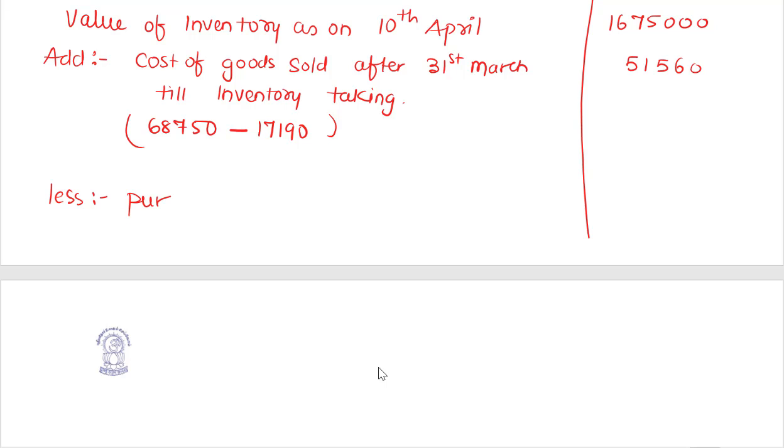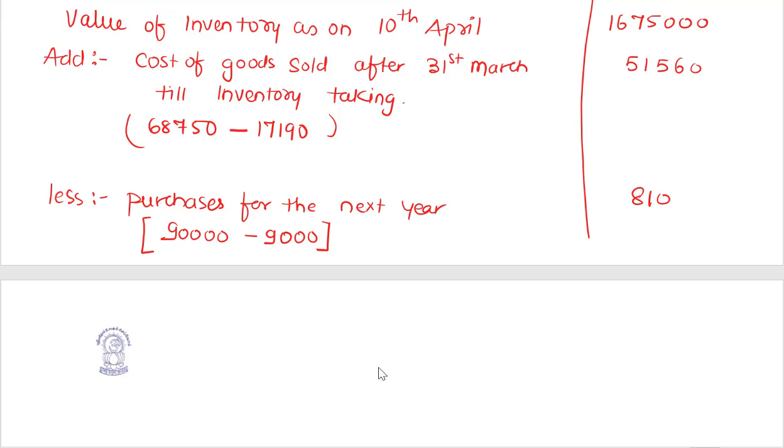Just write purchases for the next period, next year, 90,000 minus purchase return 10%, 9,000. 90,000 minus 9,000. It would be 81,000. Understood?